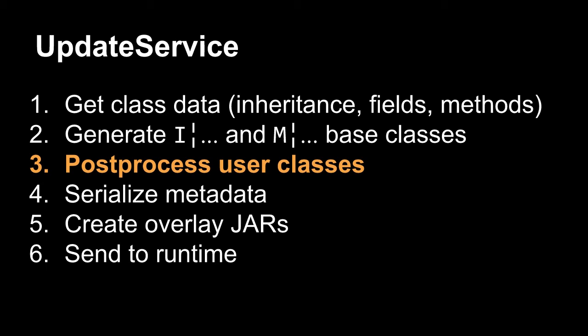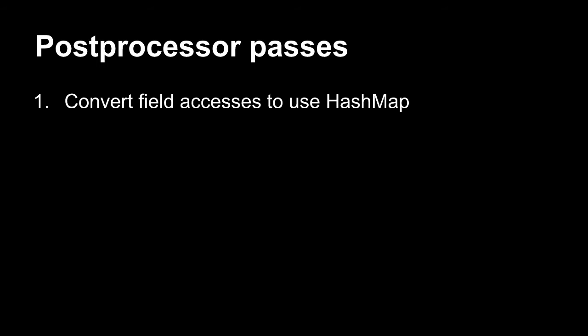Okay, so I mentioned earlier that I would go into more detail on post-processing the user class bytecode, and that's what I'm going to do. There are several passes. As I mentioned earlier, it's basically a compiler from Java bytecode to Java bytecode that introduces this level of indirection. The first thing we do is convert all the field accesses to use the hash map. There are particular instructions in the JVM like get field, put field, get static, put static, and those are just changed. That introduces the level of indirection for storage.